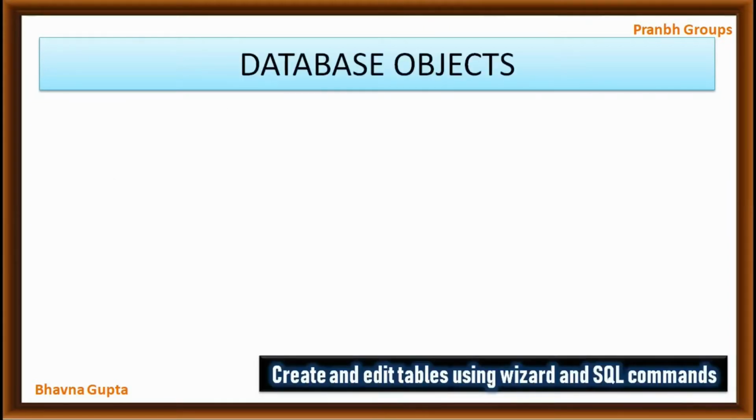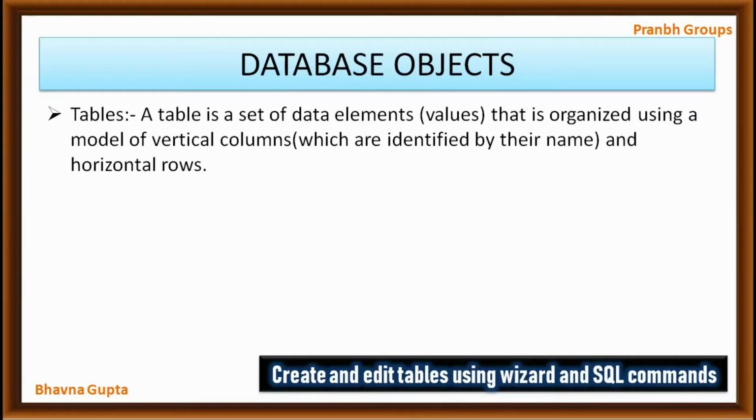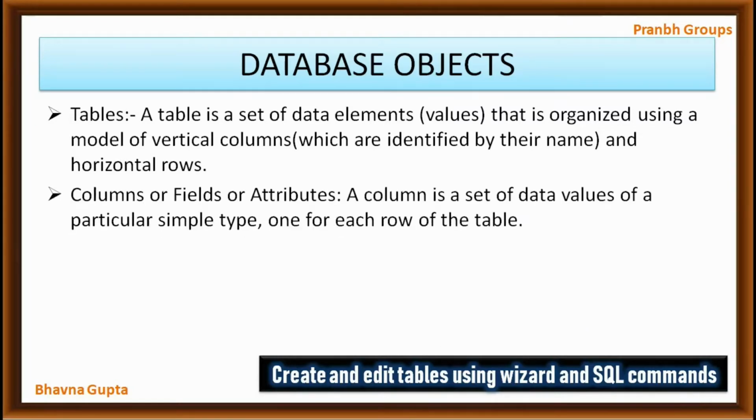Next topic, database objects. First object, tables. A table is a set of data elements that is organized using a model of vertical columns and horizontal rows. A table has a defined number of columns but can have any number of rows. Each row is identified by the values appearing in a particular column identified as a unique key index or the key field.